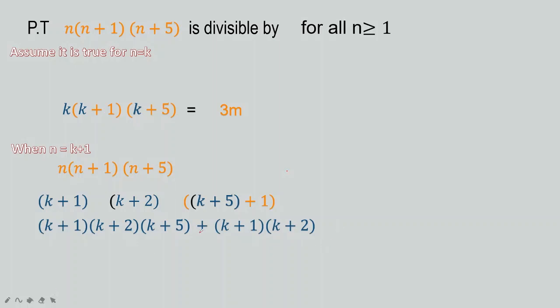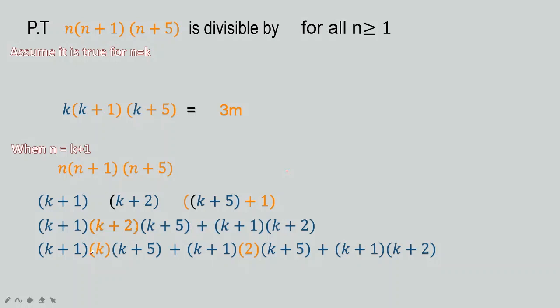Now look at this k plus 2. I'm going to multiply with all these terms, then I'm going to take 2 and multiply with all these terms. So it will be k plus 1 into k into k plus 5, plus k plus 1 into 2 into k plus 5, then the rest of the terms, k plus 1 into k plus 2. Why did I do all this? You will see.